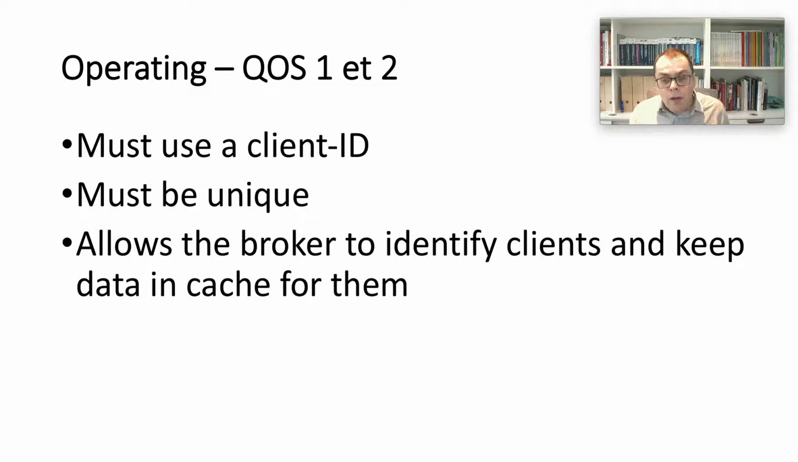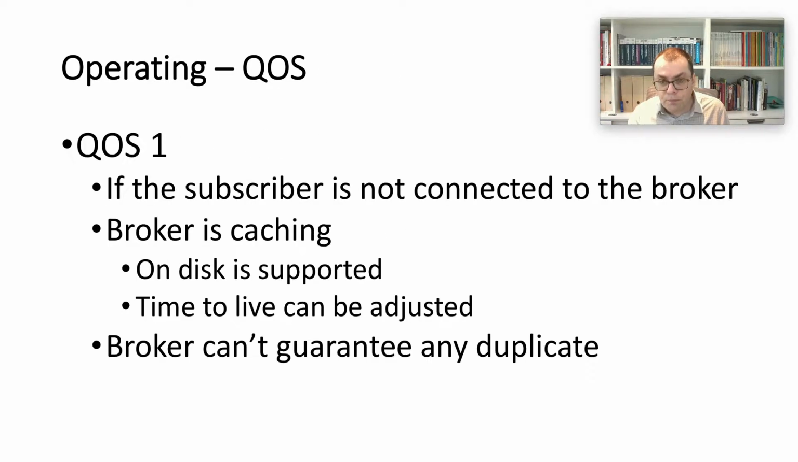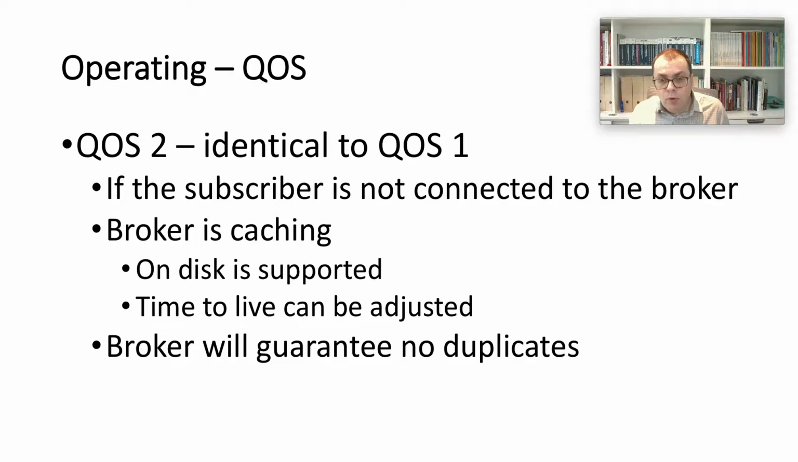As an example, if I want to absolutely receive all the temperature logged for a specific sensor, I can register to that topic with the QoS value. So the broker is going to keep data in memory for me. So what is the difference between QoS 1 and 2? In QoS 1, the broker cannot guarantee against duplicates, while in QoS 2, the broker is going to guarantee there is no duplicate in the data.